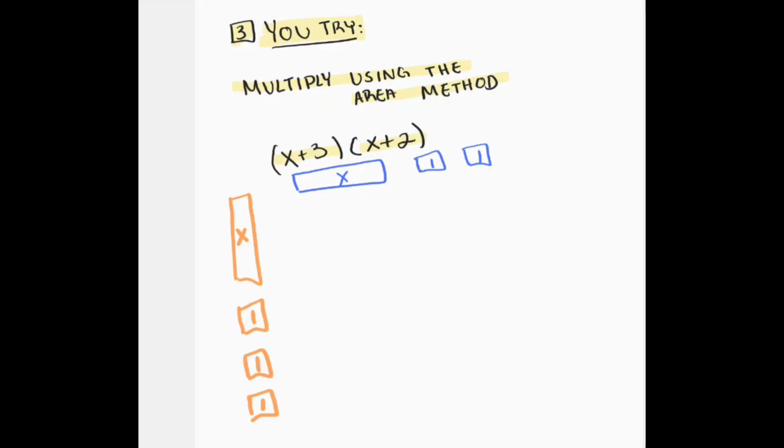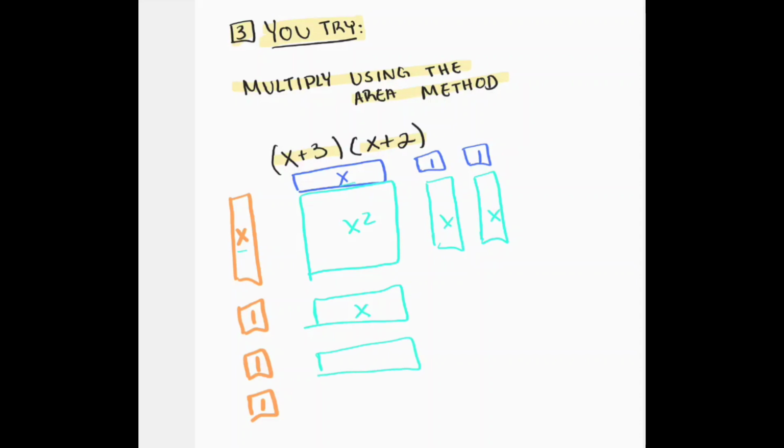So the next thing that we have to do is we have to multiply. So let's multiply. x times x is x squared. x times 1 is going to be x. x times 1 is going to be x. 1 times x is going to be x. 1 times x is going to be x. 1 times x is going to be x. And now we multiply 1 times 1, which is going to be 1, four times. Then we get 1, 1, another 1, and the last one.